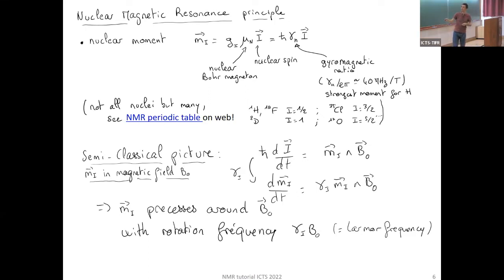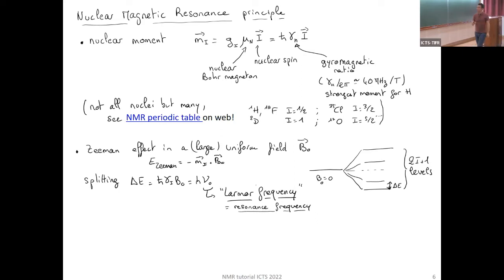It's actually usually called the Larmor frequency. That's the natural rotation speed of your nuclei. Okay. So at the quantum level, you couple your moment to the external field B0, a static uniform external field. The Zeeman effect will split the levels of your nuclei.